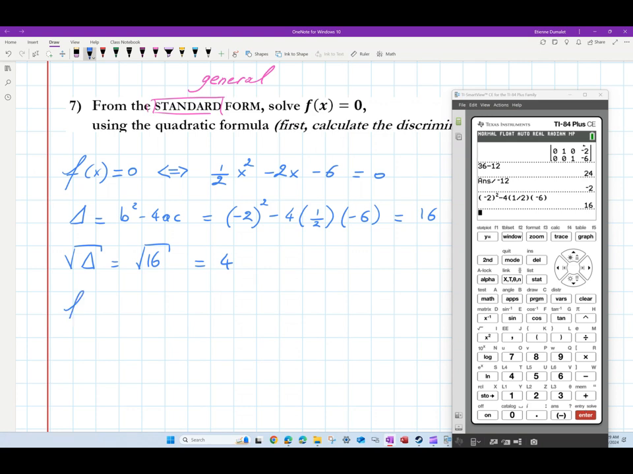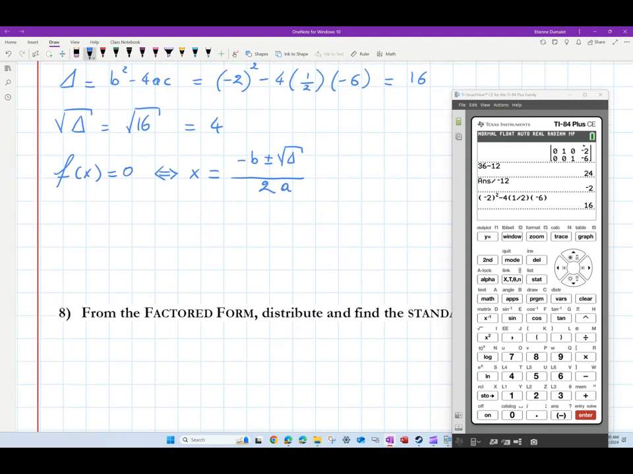And finally, I can conclude that f of x equals 0 is equivalent to x equals negative b plus or minus the square root of the discriminant divided by 2a, which in that case would be x equals negative negative 2, which is positive 2, plus or minus the square root of the discriminant, which is 4, divided by 2a. 2 times 1/2 is 1, and I'll have x equals 2 plus 4 is 6 divided by 1 is 6, or x equals 2 minus 4 is negative 2 divided by 1 is negative 2. And I, of course, find the same result.